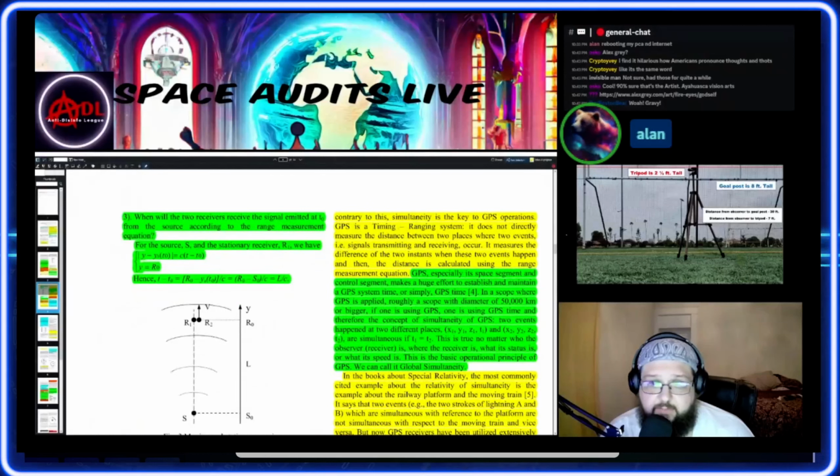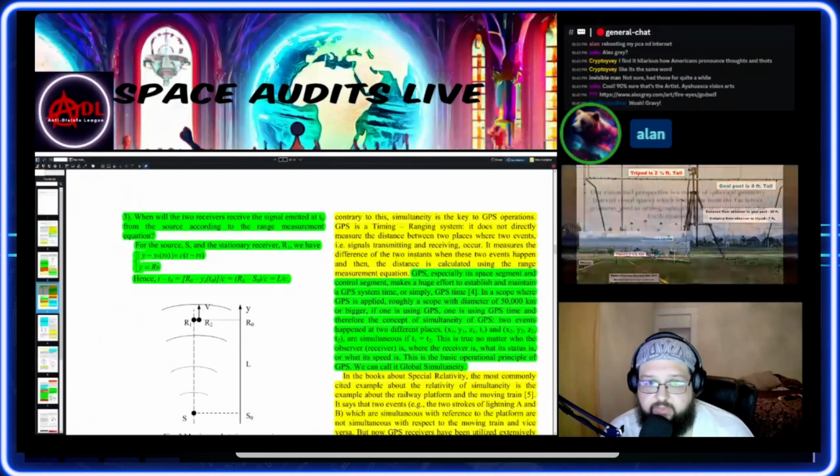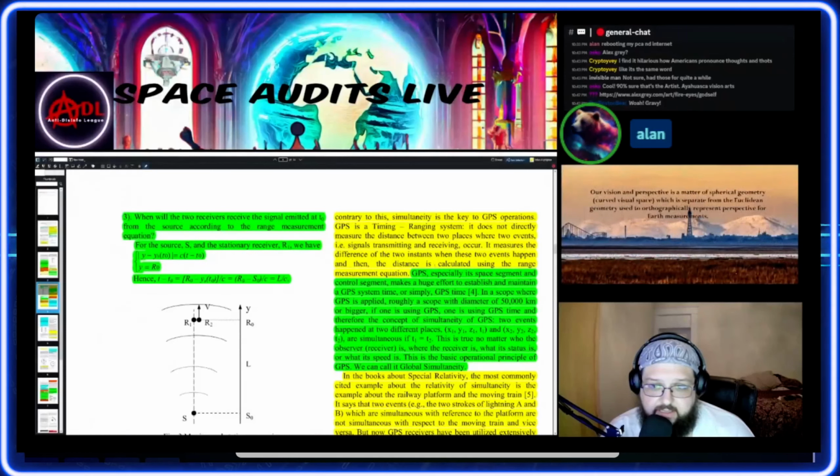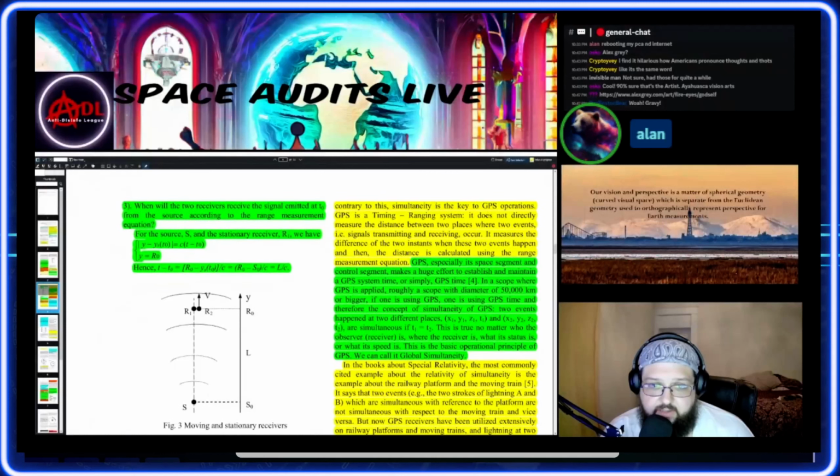GPS is a timing ranging system. It does not directly measure the distance between two places where two events, i.e. signals transmitting and receiving, occur. It measures the difference in the instance between when these two events happen, and the distance is calculated using the range measurement equation.